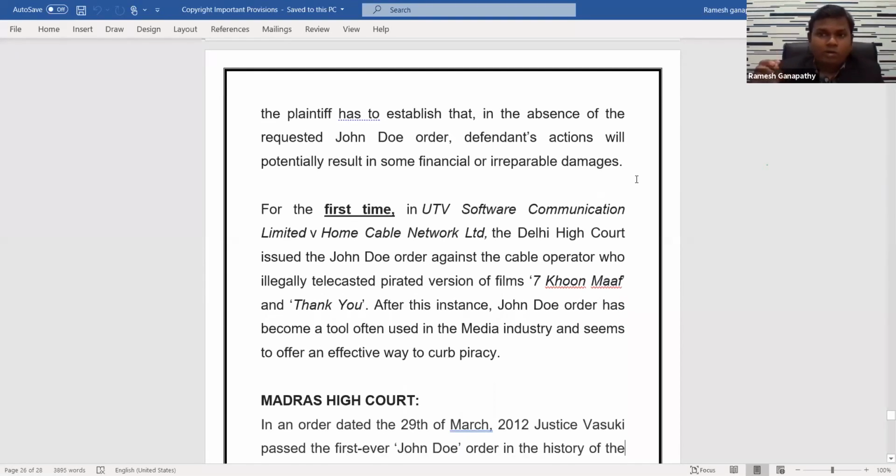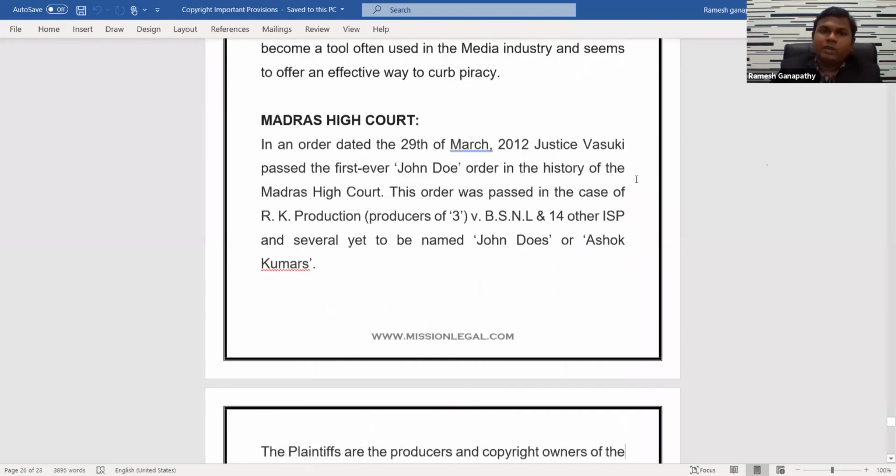That is how the John Doe order is in fact helping Indian cinema in a bigger way, because as we all know, cinema is a multi-crore business. If you allow 10 or 15 days, most of the movies will be telecast on all the websites. So the revenue of the movie industry will definitely go down drastically. So this John Doe order is in fact like a helping hand for the whole Indian movie industry.